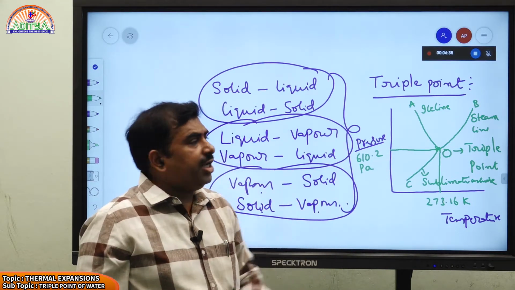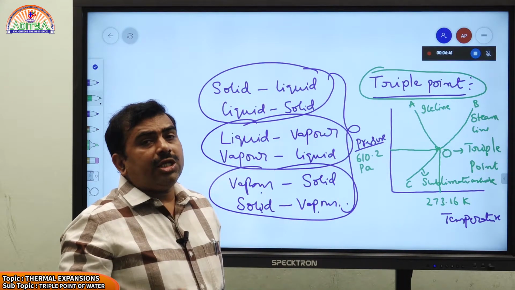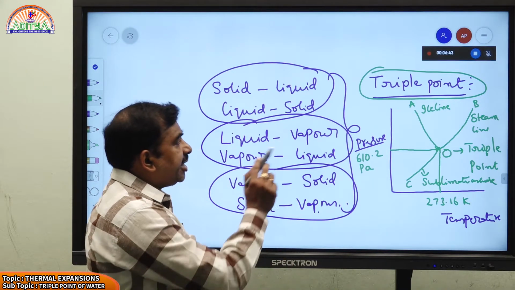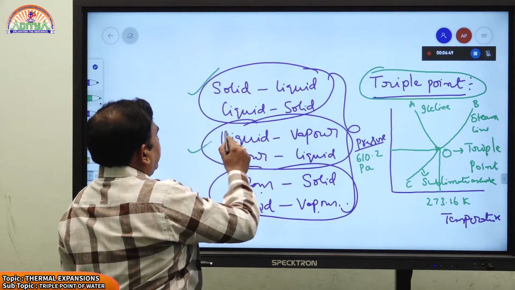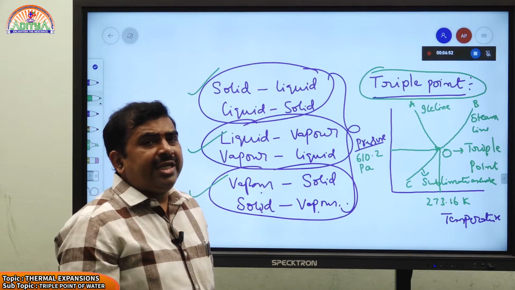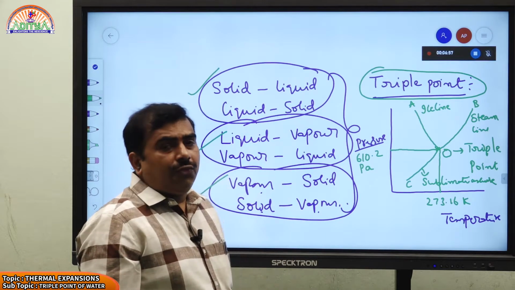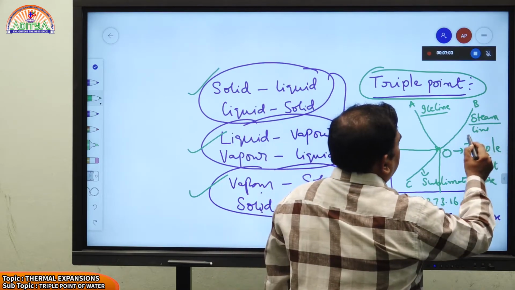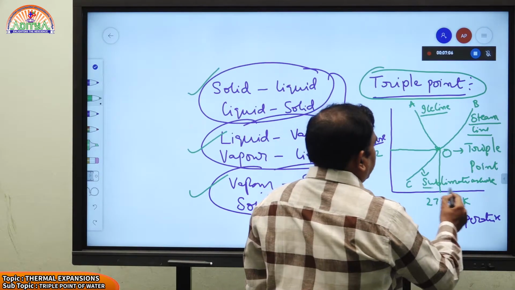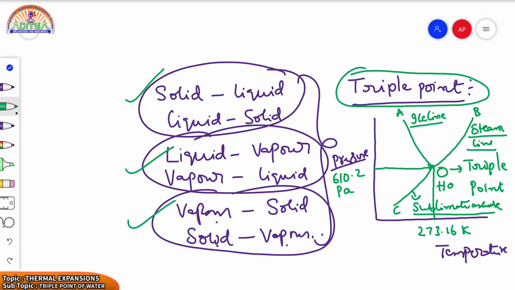triple point. Look once again, triple point of water. What is the triple point? The point at which all the three states of matter, first state, second state and third state, exist in equilibrium is called the triple point of water. Look, OA represents the ice line, OB represents the steam line and OC represents the sublimation line or sublimation curve. So this is the hoarfrost line.